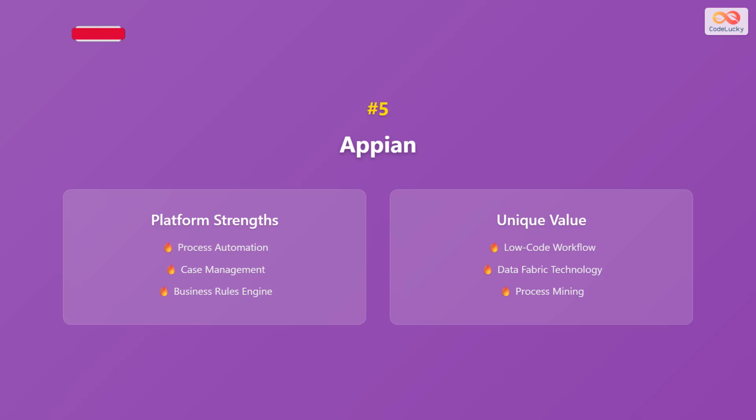Finally, we have Appian. Platform strengths include process automation, case management, and a business rules engine. Appian offers unique value through its low-code workflow capabilities, data fabric technology for seamless integration, and process mining for continuous improvement.